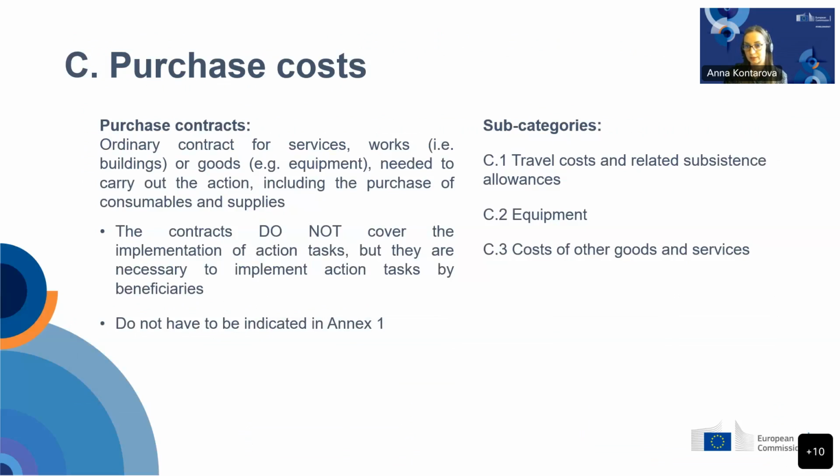Third category is purchase cost. Basically, purchase costs are contracts to get services, works, and goods that are necessary to carry out the action. But in this case, they do not cover the implementation of the action. Therefore, the purchase is necessary to carry out the action, but it's not the implementation tasks. They also do not have to be indicated in Annex 1, such as subcontracting, and normally they do not fall under any other category. And here we will go through the subcategories one by one in more detail. Next slide, please.